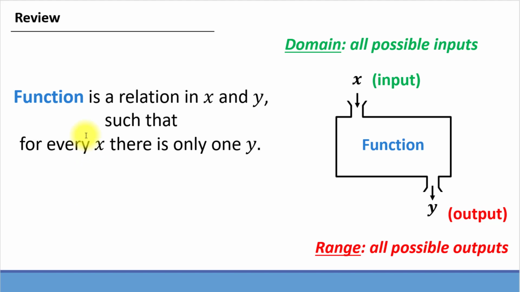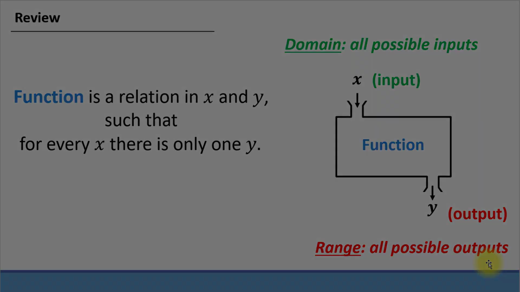We learned that a function is a relation in x and y such that for every x there is only one y. So functions relate values that we call inputs and denote by variable x with certain outputs that we denote by variable y. And for each input, there can only exist one corresponding output. The domain of a function represents all possible inputs, and the range of a function represents all possible outputs.